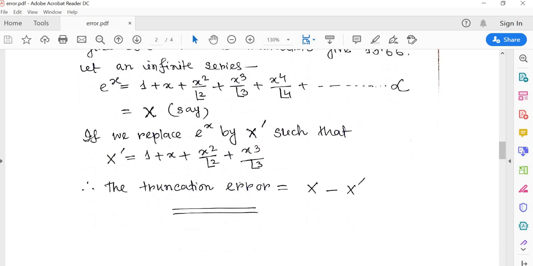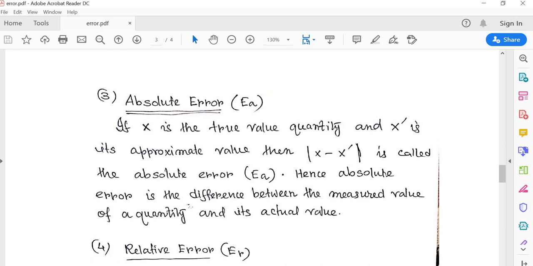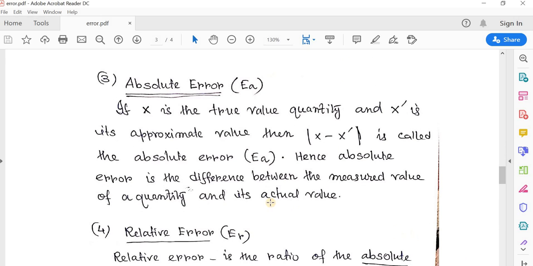So the next type of error is absolute error. What is absolute error? If x is the true value of a quantity and x dash is the approximate value of that quantity, then the absolute value of x minus x dash is called absolute error, and it is written as e suffix a. Hence absolute error is the difference between the measured value of a quantity and its actual value.